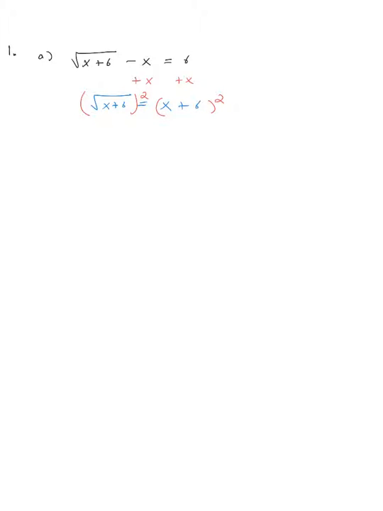The left side's nice. It's just x plus 6. The right side, you have to be careful. You do get x squared, the first term squared, and you do get 6 squared, which is 36, the last term squared. But you also have 6x, which you double to 12x. This will happen every time where you take the product of these two things and double it. That is the value that goes in the middle. So we have this expression here.